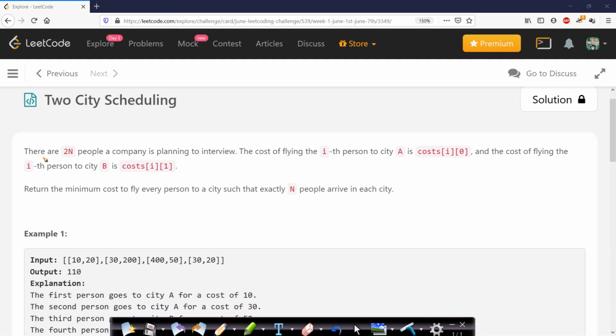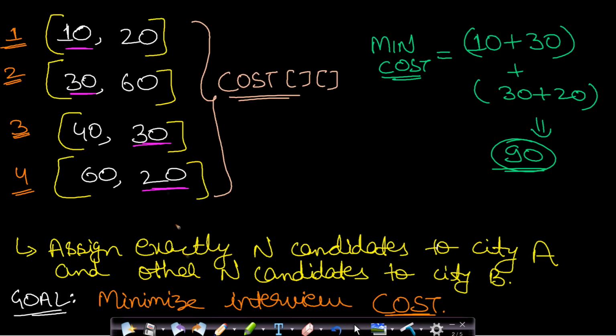The problem says that there are 2n people a company is planning to interview. The cost of flying the ith person to city A is cost[i][0], and the cost of flying the ith person to city B is cost[i][1]. So return the minimum cost to fly every person to a city such that exactly n people arrive in each city. Let us now look at an example in order to get a better understanding.